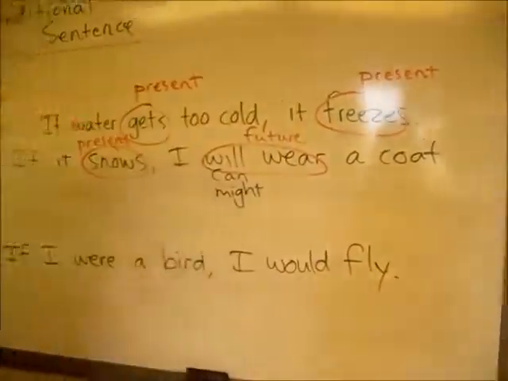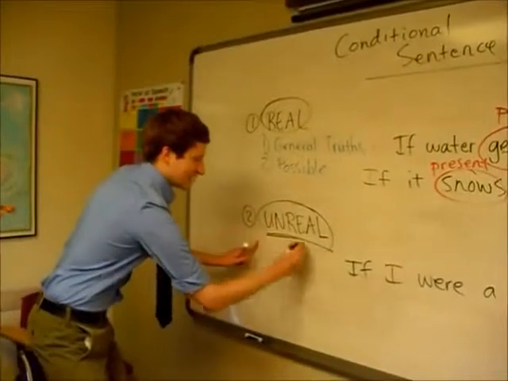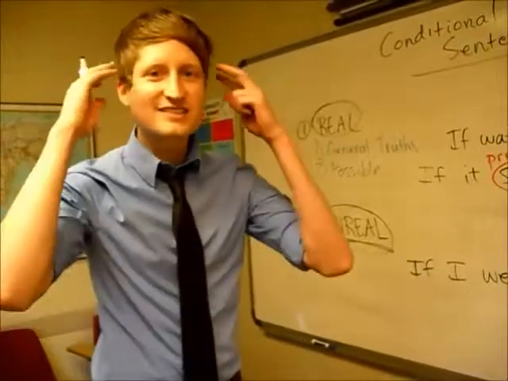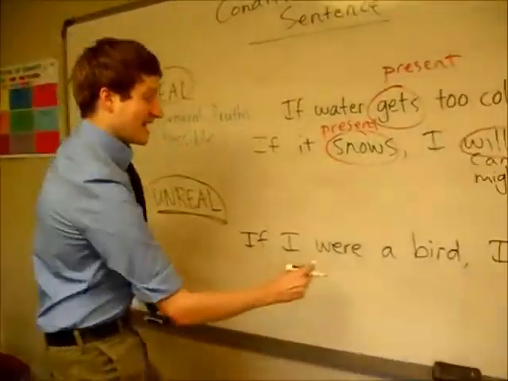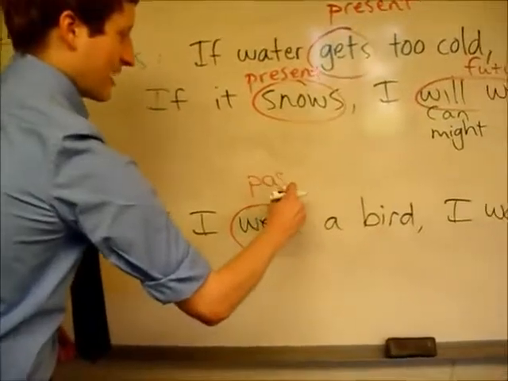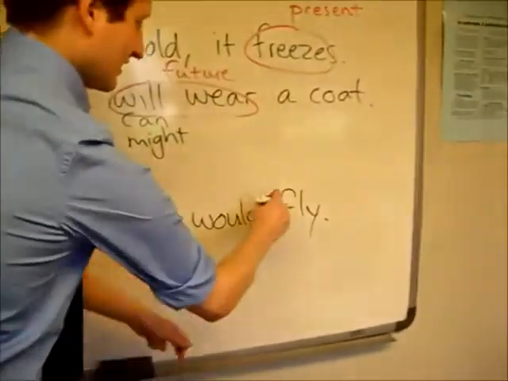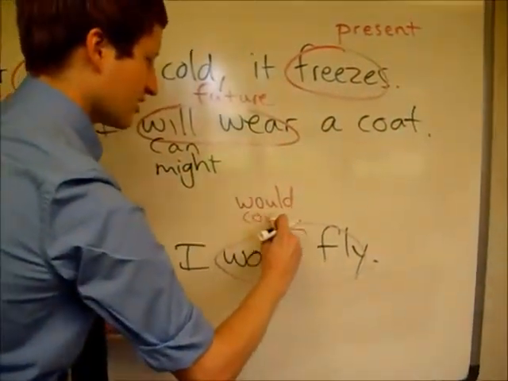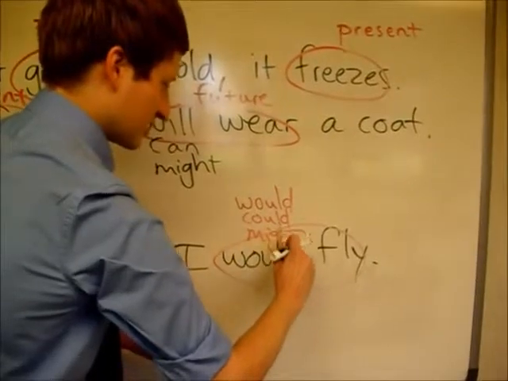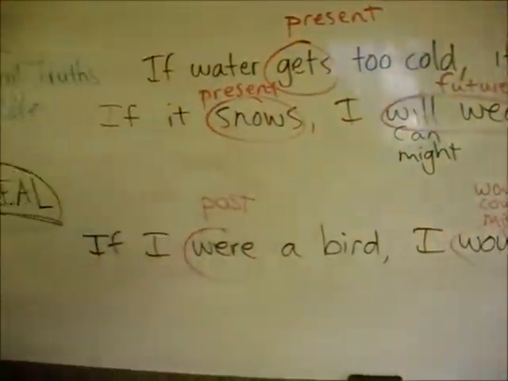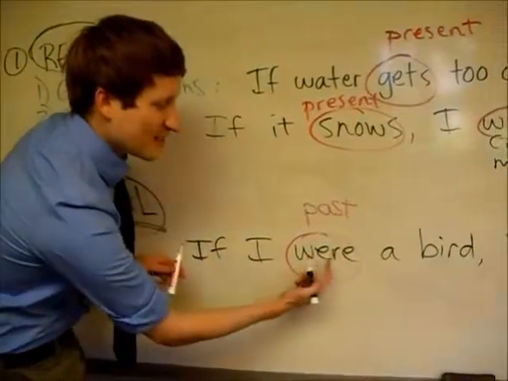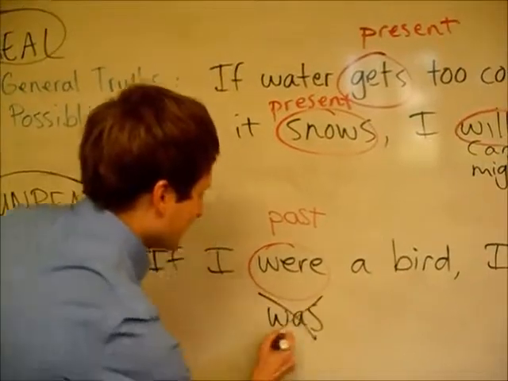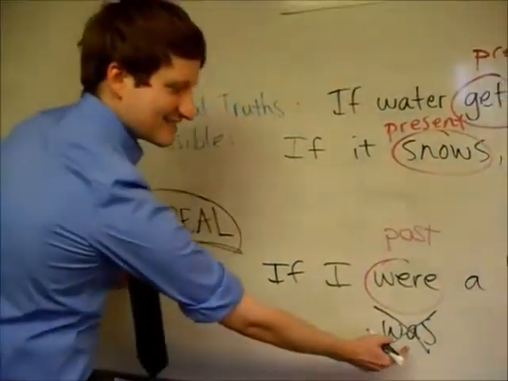I would fly. Of course, this is unreal, right? Not real. I'm not a bird. But if I were a bird, I would fly. This is just in my mind. I want you to see, again, here's the past. And at the end, again, we have some modal, and it's usually would or could or might. But, like I said, there's one difficult thing. If you want to say be, you have to say were. There's no was. Unreal conditional sentences do not have was.